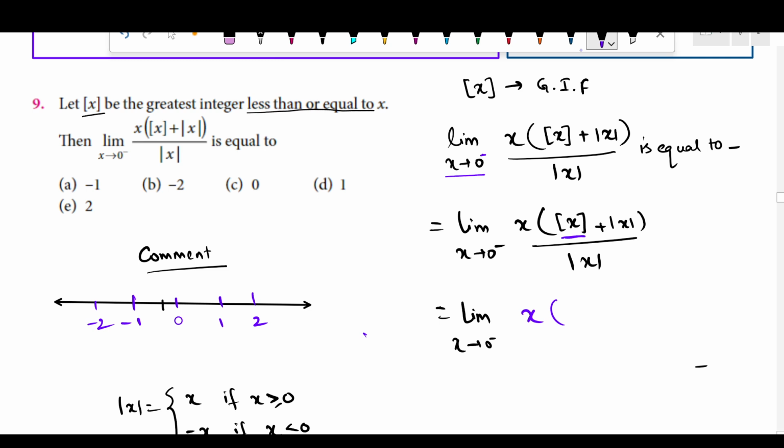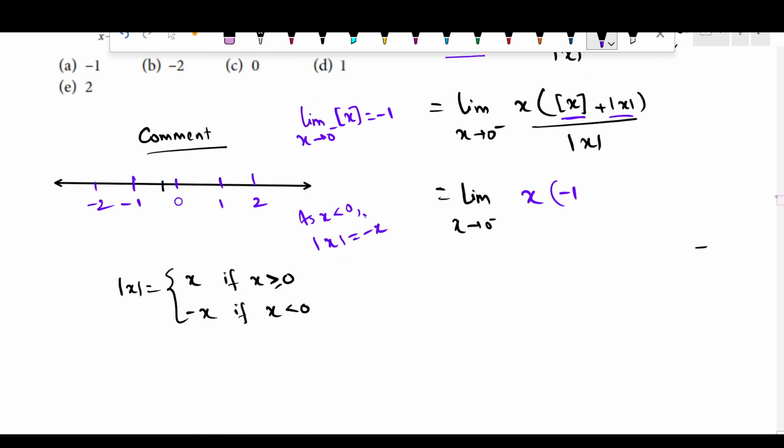This greatest integer function we have seen just now, limit x tending to 0 minus, greatest integer function is equal to -1. Here will come -1, right? And for this mod x, as x is negative, your mod x will be equal to -x from here, right? You can see this part. So here we place -x, whole divided by mod x, which means -x.